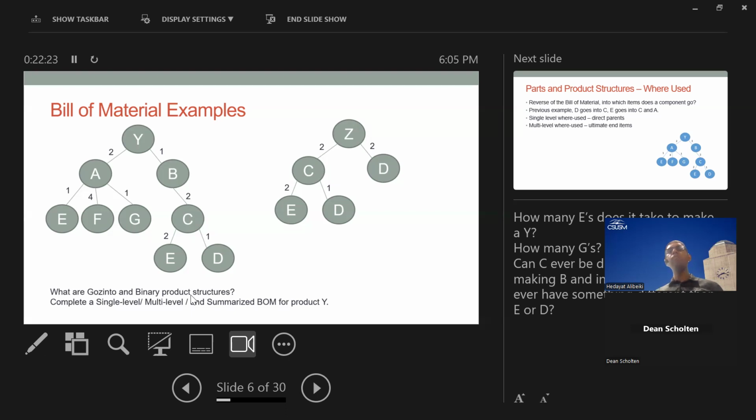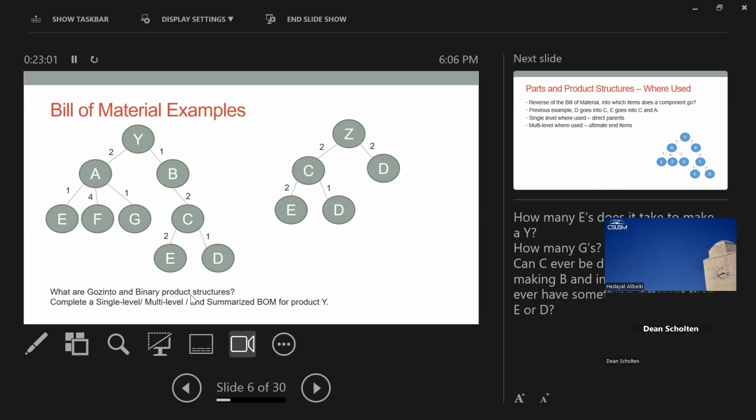A summarized BOM for product Y is if I don't show the sequence, but instead I just say for Y, the bill of material has 1A, 1B, 1E, 4F, 1B. Sometimes they summarize, and they only show this one, but it's not really helpful.